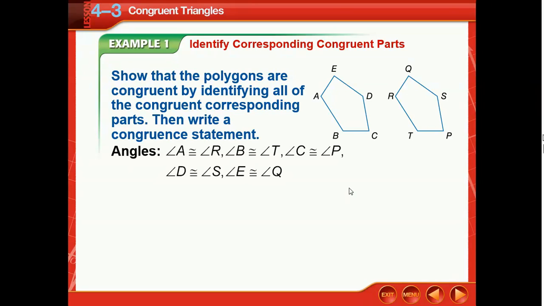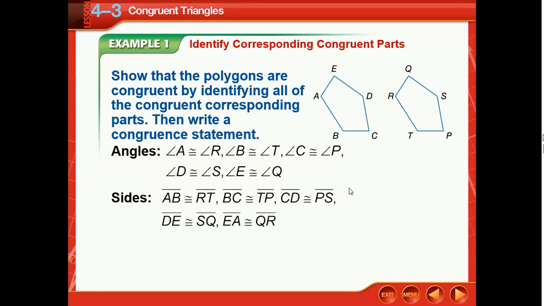So the 5 angles that match are written like so. Angle A and R, angle B and T, angle C and P, angle D and S, and angle E and Q. Those are congruent. They correspond to each other, so they are congruent.